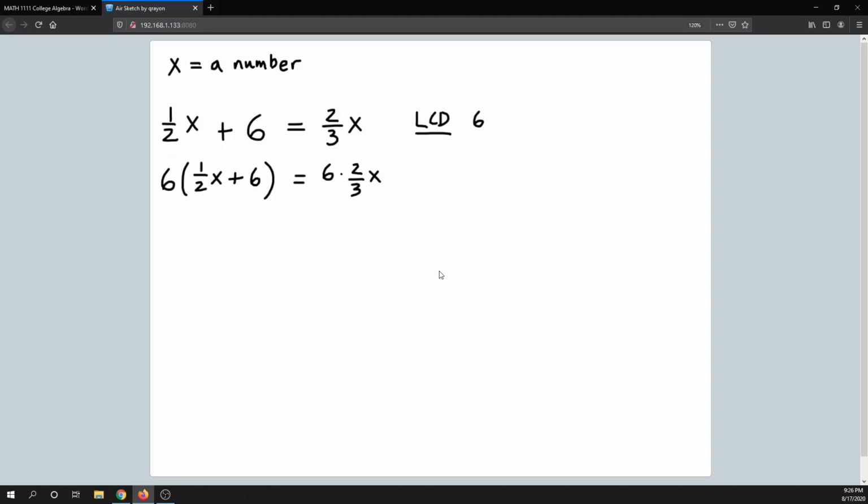All right, next up, I am going to start simplifying both sides as much as possible. So I'm going to multiply the 6 times the 1/2 x. 6 times 1/2 would come out to be a 3. Half of 6 is 3. So 6 times 1/2 x would be 3x. 6 times 6 is 36.